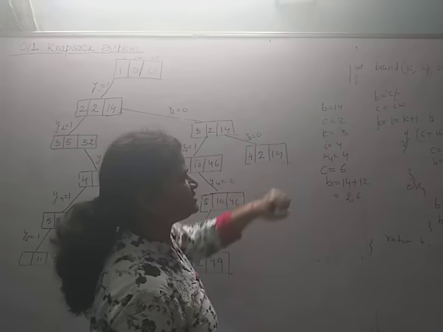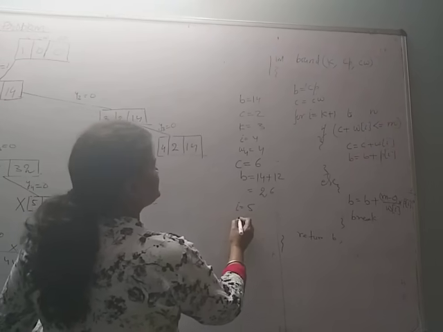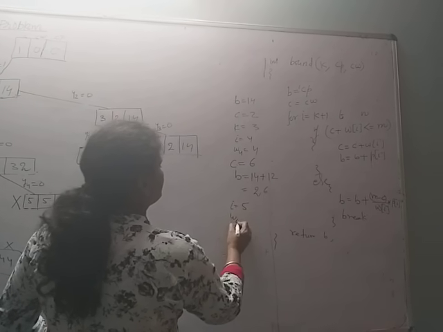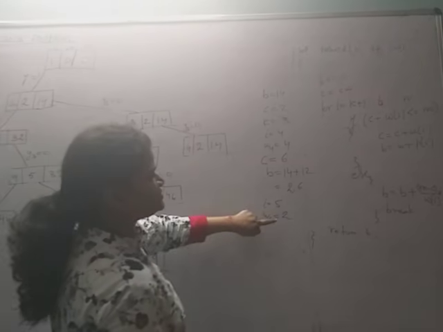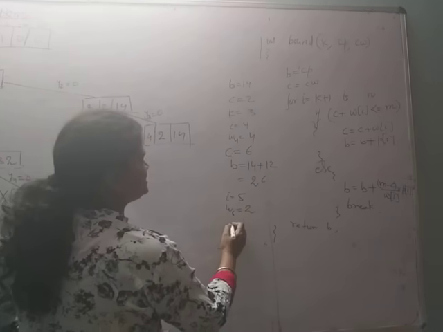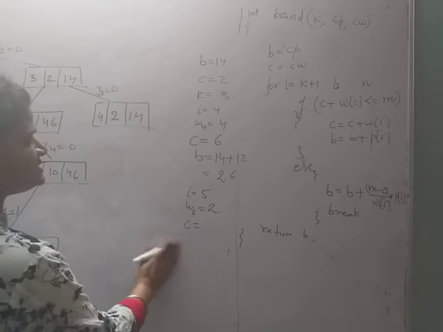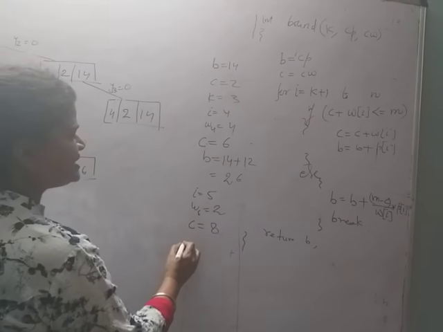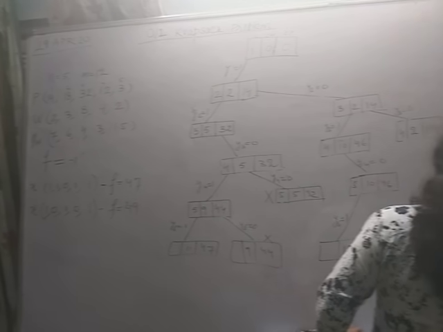Now again this loop will run. i equal to 5. Here w5 is 2 and the current weight is 6, so 6 plus 2, 8. So 6 plus 2 is less than or equal to 12, so it is moving. So here the new weight is c equal to 6 plus 2, 8, and b equal to 26 plus the profit of this, 3, that is 29.